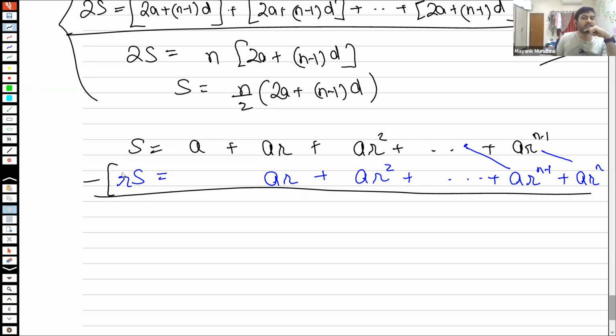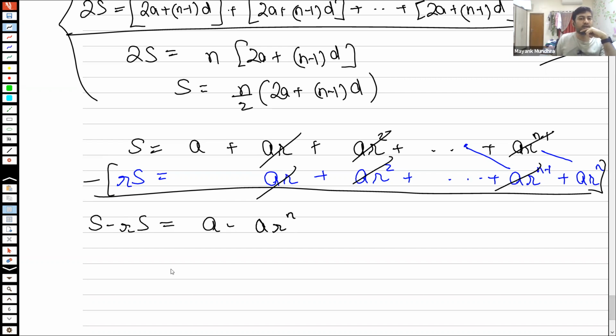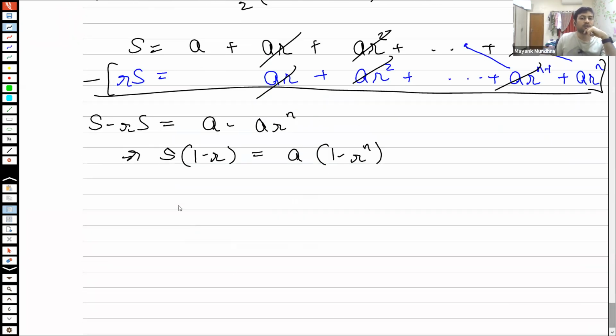Now what I'll do is I'll subtract the second equation from the first equation. So what I'll get is S minus RS is equal to, this cancels, this cancels, this cancels, just A minus AR to the power n. Which means that S times 1 minus R equals A times 1 minus R to the power n. So what I'll get finally is that the sum is A into 1 minus R to the power n upon 1 minus R.